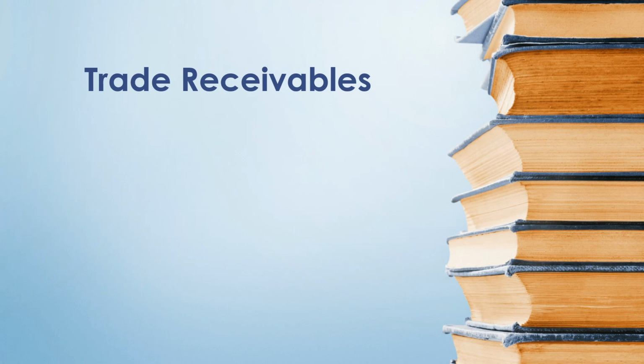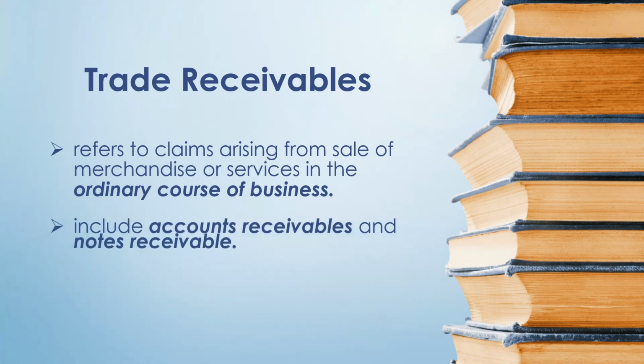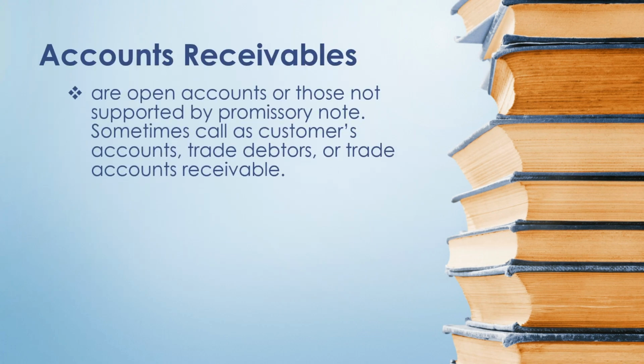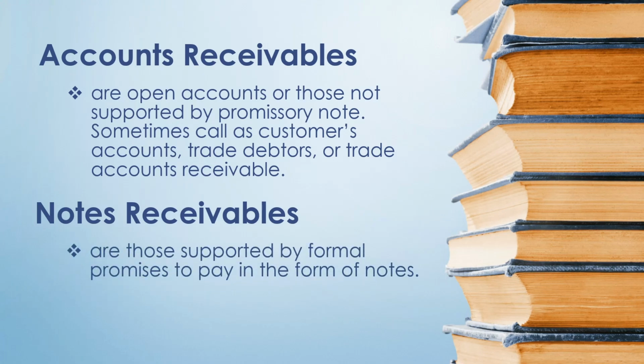Going back to trade receivables, this refers to claims arising from sale of merchandise or services in the ordinary course of business. Trade receivables includes accounts receivable and notes receivable. Accounts receivable are open accounts or those not supported by promissory note. Sometimes it's called customers accounts, trade debtors, or trade accounts receivable. While notes receivable are those supported by formal promises to pay in the form of notes.